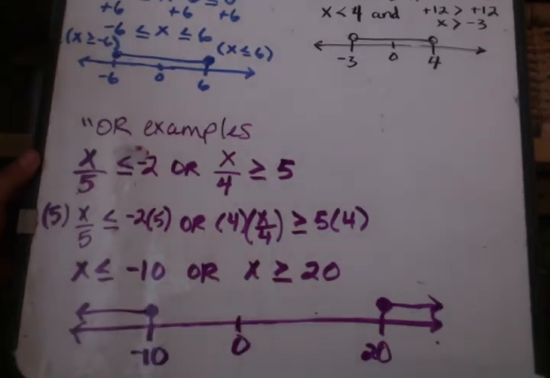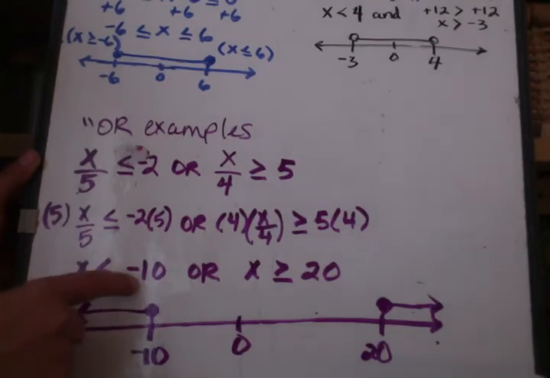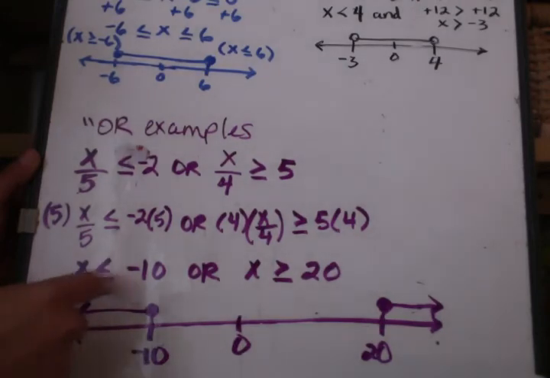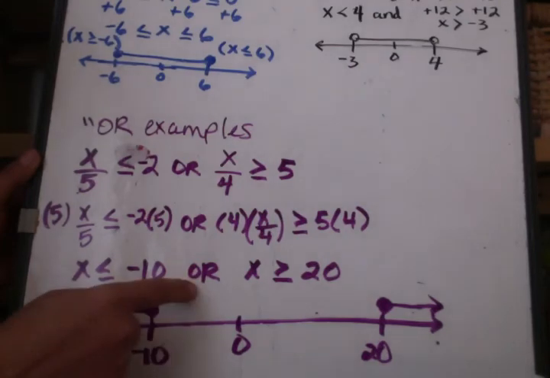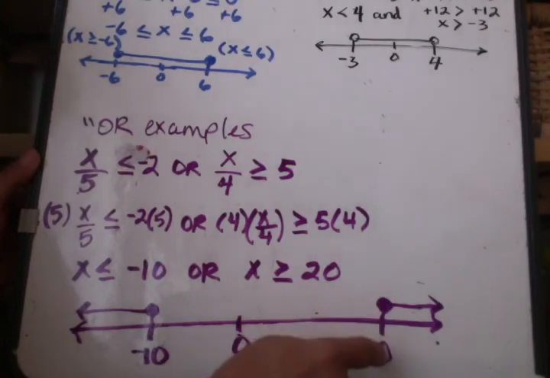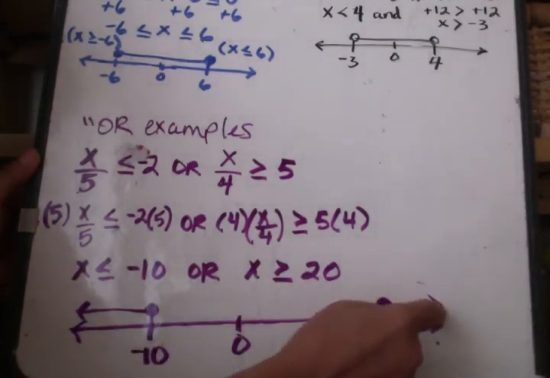Now I'm going to graph these. I'll go to this one first. X is less than or equal to negative 10. So here's my negative 10. It's a closed circle because of the equal sign. I go in this direction. Or x is greater than or equal to 20. Here's the 20. X is greater than or equal to 20, so everything to the right of 20.